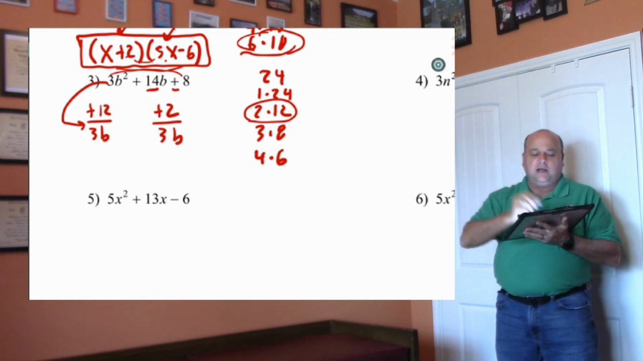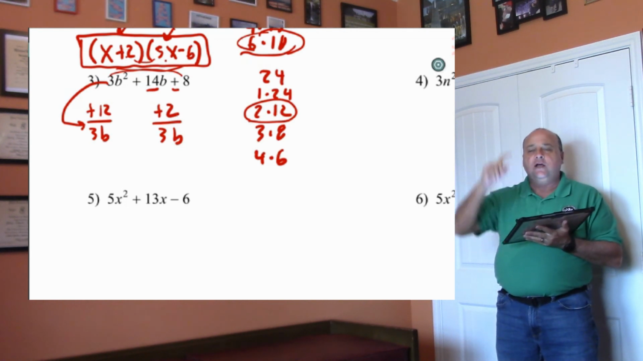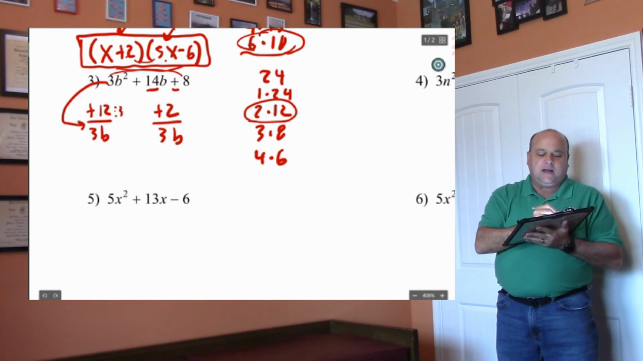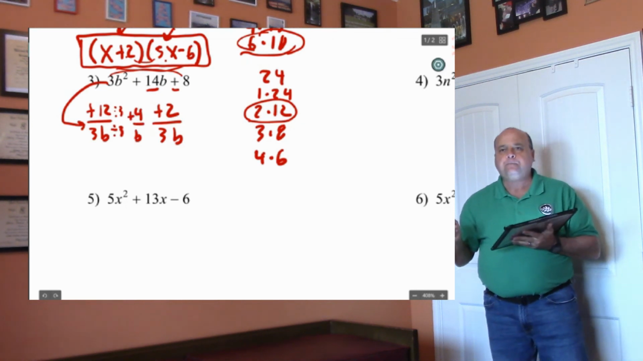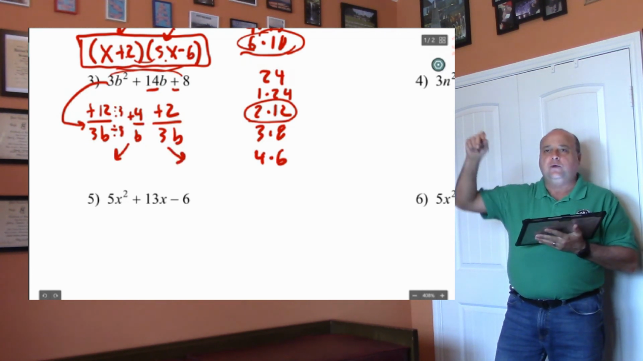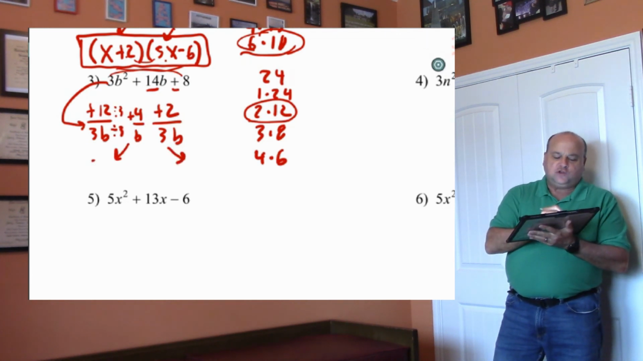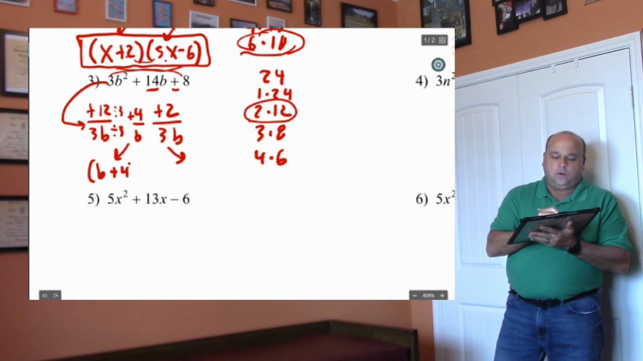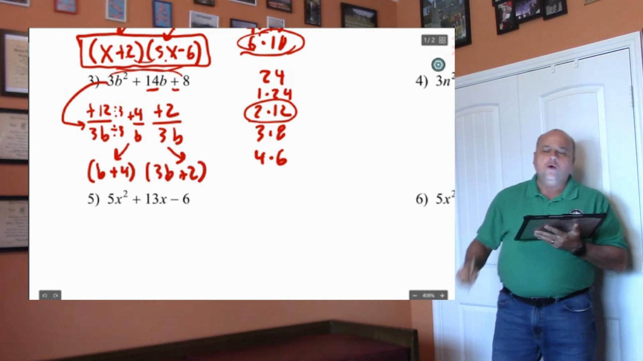Now then, usually the left term will simplify. 12 divided by 3 is 4, right? I could divide both of these by 3, right? And I would get 4 over b. I would get plus 4 over b, right? This is what goes in the parentheses. Notice that the 2 and the 3 won't simplify, will it? So I'm going to get b plus 4 and then 3b plus 2.